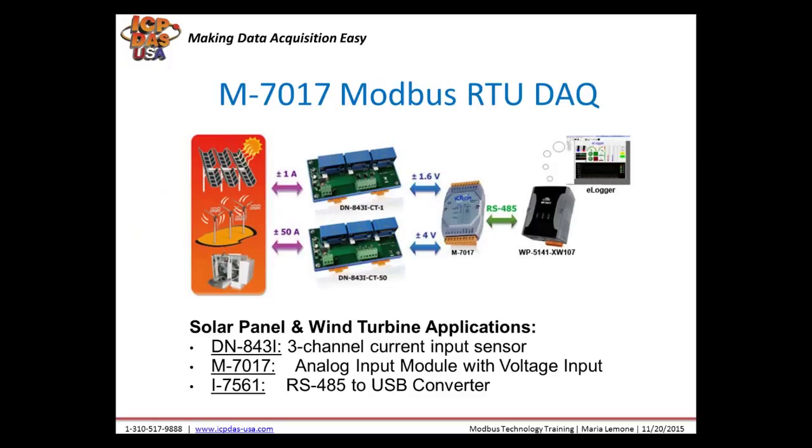Daughter boards like current input boards like DN843i can put out a voltage. M7017 takes that voltage so it can be brought back to a computer for data logging, control, and monitoring, so you can measure the energy being produced. The data is logged on a Modbus-based WinPack programmable automation controller running Windows CE.NET operating system, and a VGA port is used to connect to a monitor. We provide free e-logger software that allows you to set up a simple control and monitoring application.